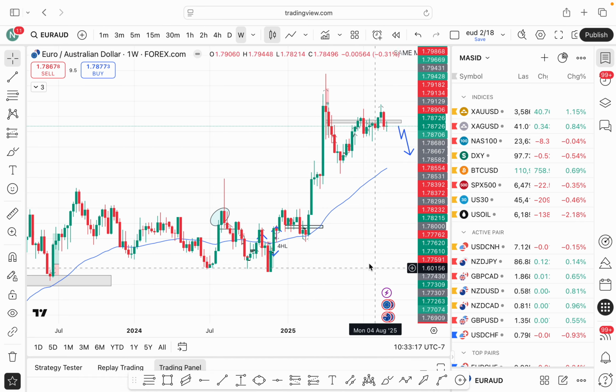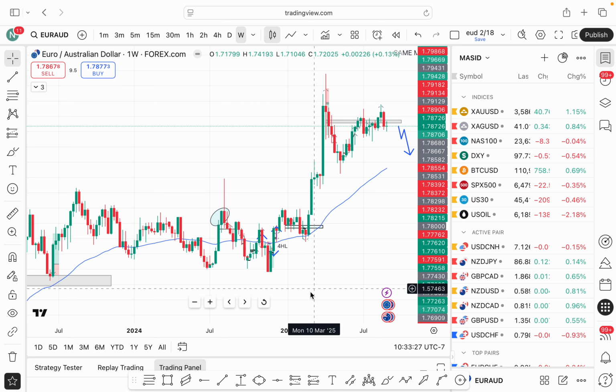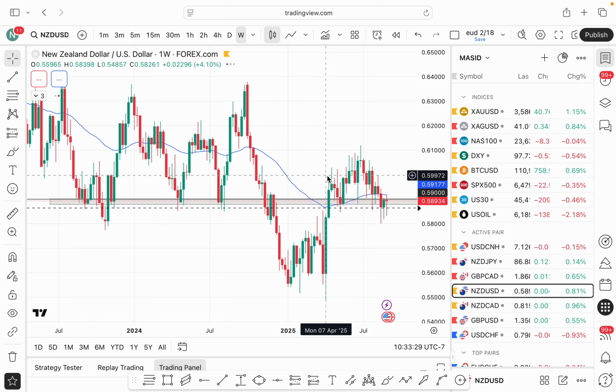All right, ladies and gentlemen. Quick trade breakdown last week. So basically, last week we only traded two pairs, which is NZD USD.